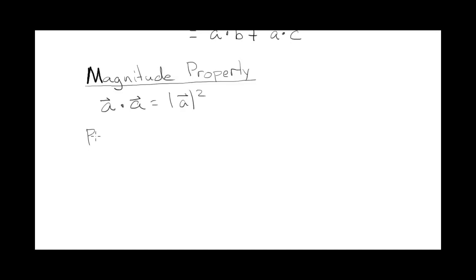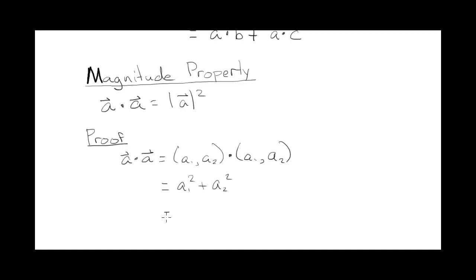And this one isn't really a proof per se, it's more like, if you do it, so A dot A, you'll see it's equal to this. So A1, A2, if I dot that with itself, then I would multiply the x's, so that would be A1 squared, plus multiply the y's, so that would be A2 squared. And that's it. So that is the magnitude of A without the square root sign. So I've squared it, so I don't have a square root sign.